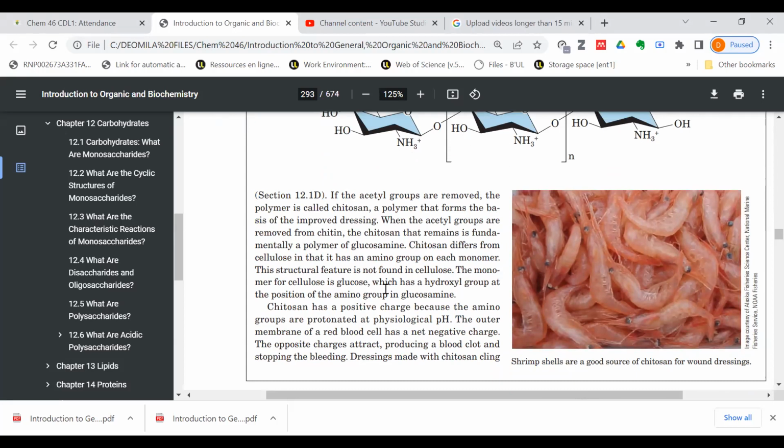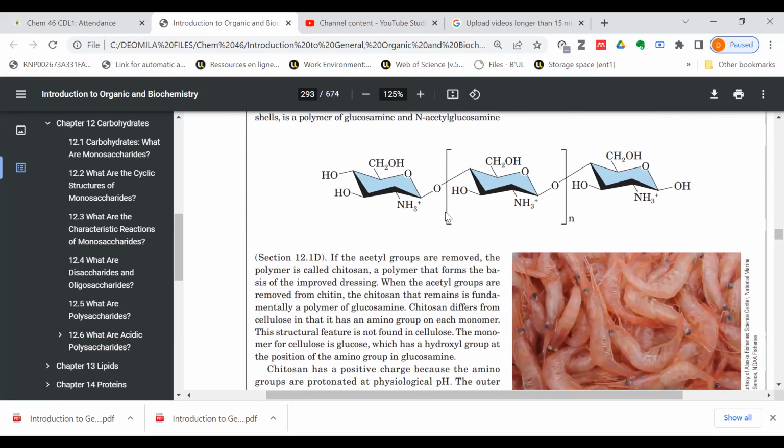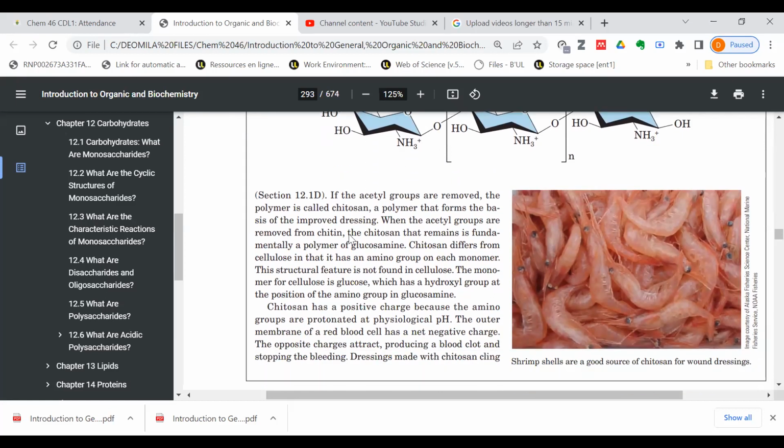Because it is protonated here, it is charged, it's possible for the opposite charges to interact with the red blood cell that has a net negative charge. So as you can see in the structure here, it's positive. And if you look at the wounds that bleed, the blood contains red blood cells, and it has a net negative charge. So when chitosan interacts with the blood, what happens is that the interaction, which is ionic, produces a blood clot and stops the bleeding rather.